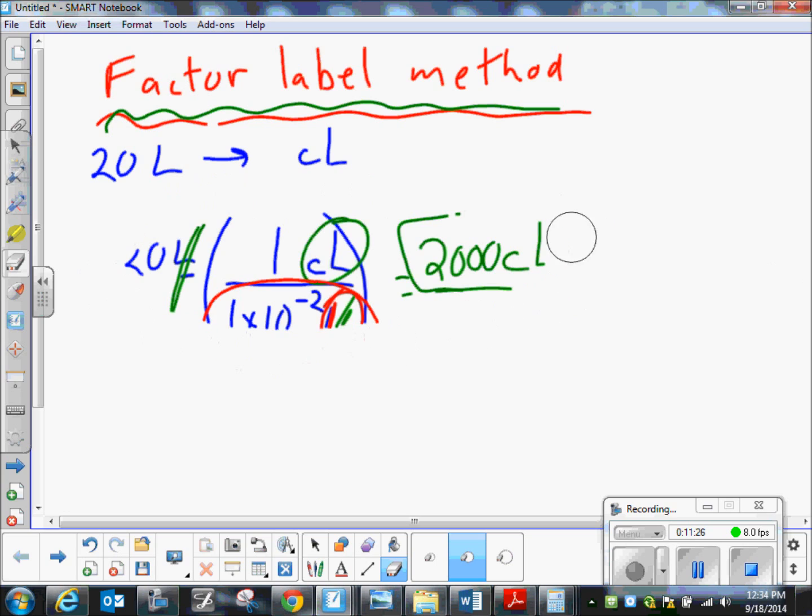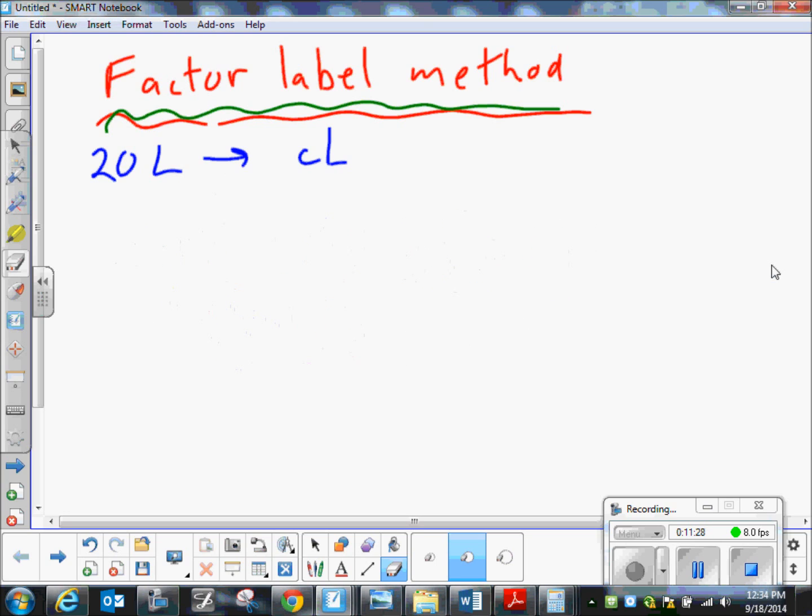Okay, so once you get a hang of that, I'll show you a two-step problem. And the two-step problem is when the base isn't in the question. So let's just say we're going from 20 milliliters to centiliters. Okay, so there's no base in here. Liter would be the base, but it's not by itself. So now we have a two-step problem.